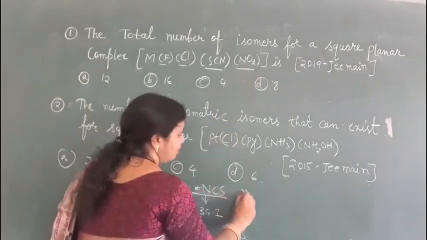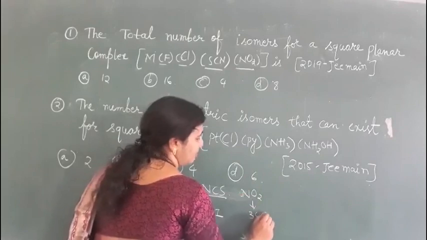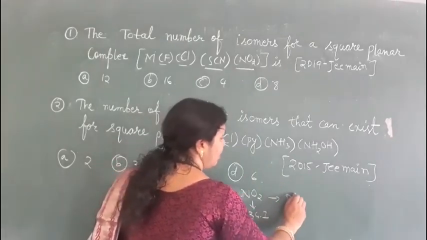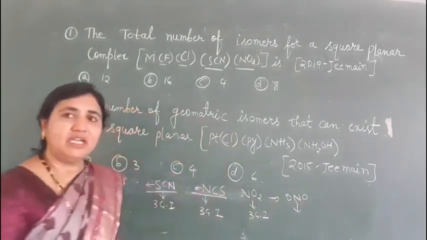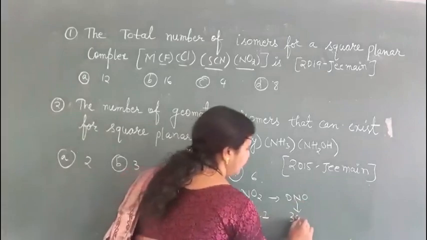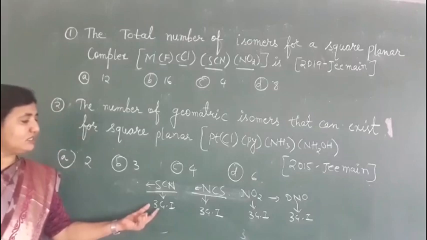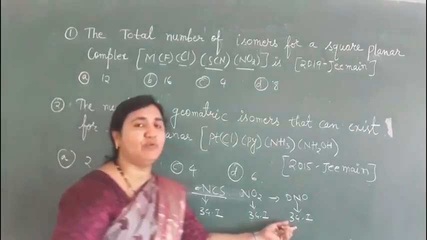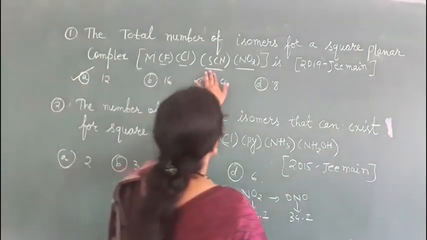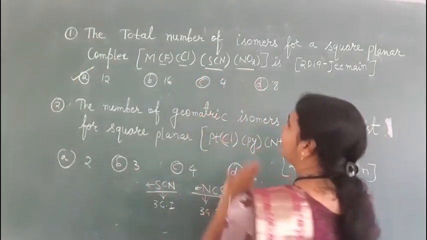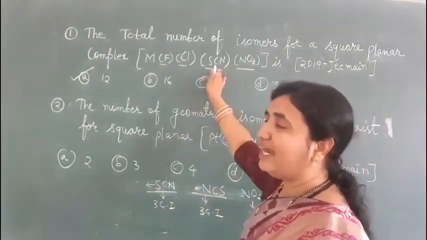Similarly, we have nitrito. With nitrogen donating, they will make 3 geometrical isomers. And ONO, if you fix it, the remaining will be in trans positions, and they also can make 3 geometrical isomers. So totally how many isomers are there? 3, 3, 6, 9 and 12. So the correct option is 12. SCN can form 3 geometrical isomers and NO2 can form 3 geometrical isomers, here 6, here 6.